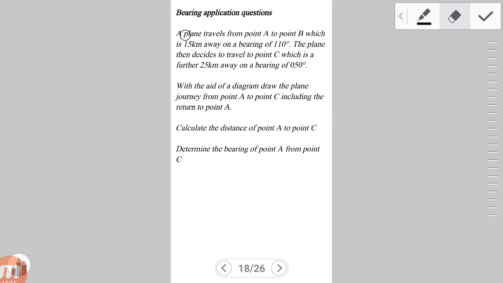So here we're looking at the fact that a plane travels from point A, keyword here is from.